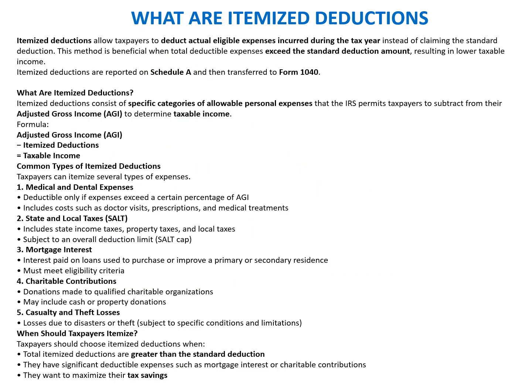Okay, so now we'll talk about another set of deductions, which is the itemized deduction. So what are itemized deductions? Itemized deductions allow a taxpayer to deduct the actual eligible expenses incurred during the tax year, instead of claiming the standard deduction amount. This method is beneficial when the total deductible expenses exceed the standard deduction, resulting in lower taxable income. Itemized deductions are reported on Schedule A and then transferred to Form 1040. So there is an additional requirement to claim the itemized deduction, whereby they have to provide all the relevant information in the form of Schedule A, which then flows into Form 1040.